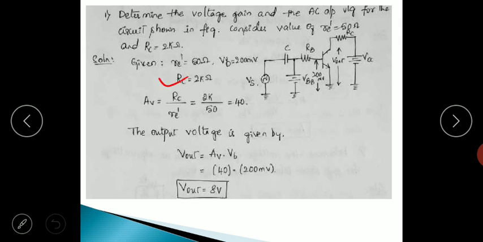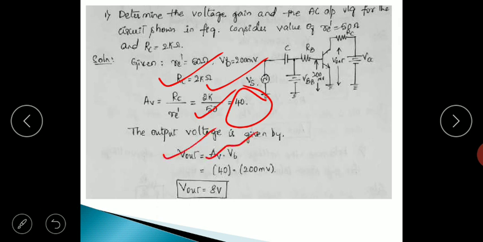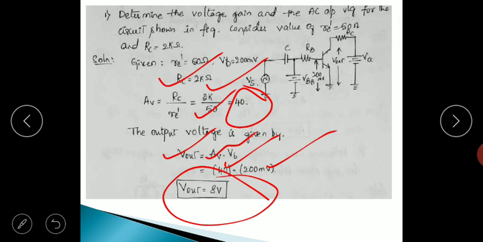AV is equal to RC by RE dash. Here RC is 2 kilo ohm, RE dash is 50. So the gain you get here is 40. RC by RE dash, 2 kilo ohm by 50, gives you 40, and then the output voltage is given by V out equal to AV into V in, or AV into VB. VB given here is 200 millivolts. So 40 into 200 millivolts gives the answer as 8 volts. So same example again, and the formula, as I said, is RC divided by RE dash. That is the formula we have to use here also.